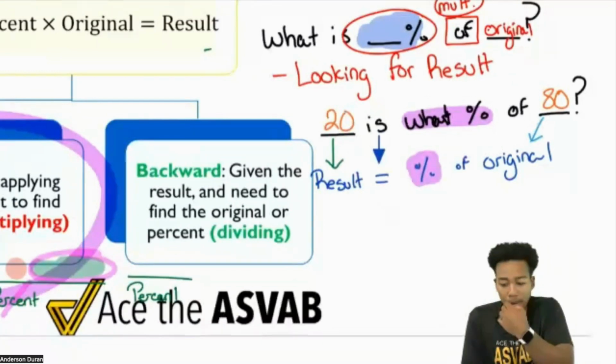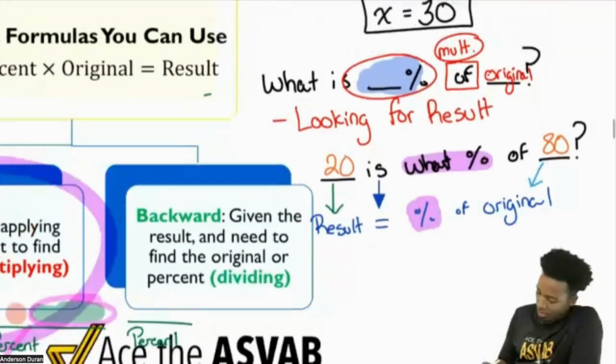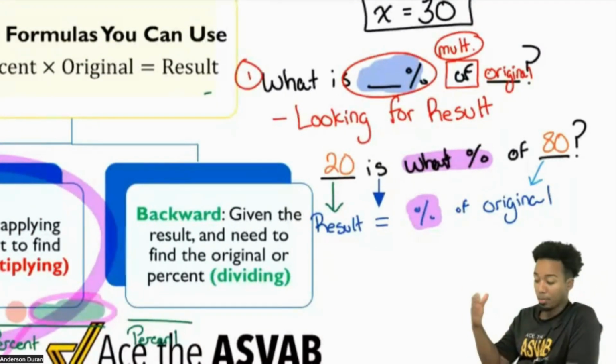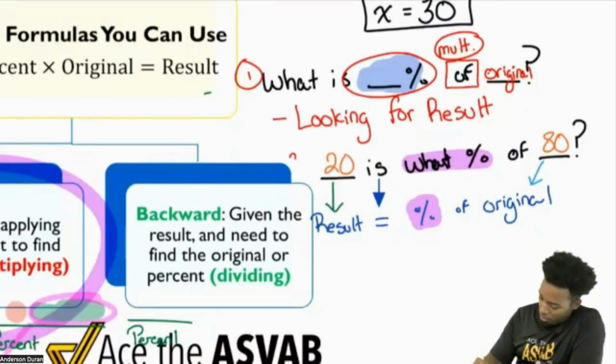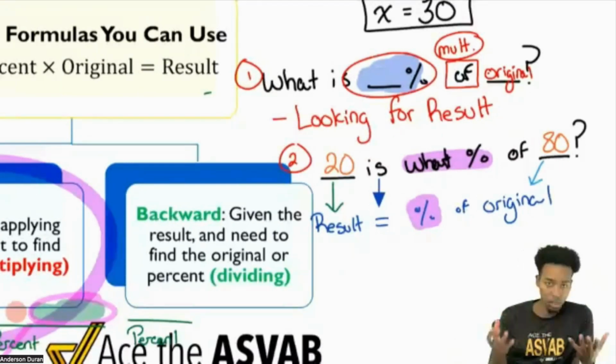Sort of, kind of, maybe. Okay, good. Thanks for being honest, first of all, because we're going to work on that. Good. Now here's one more. So we have, again, just to go over it, number 1 right over here. What is blank percent of the original? Number 2, 20%, blank is what percent of blank, looking for the percent.